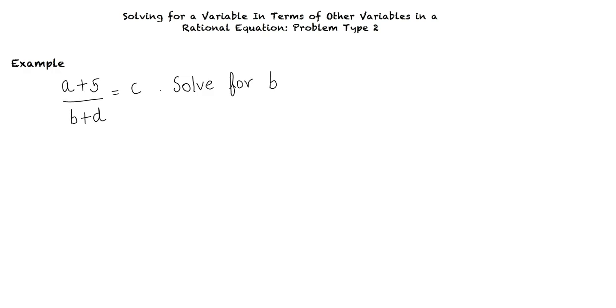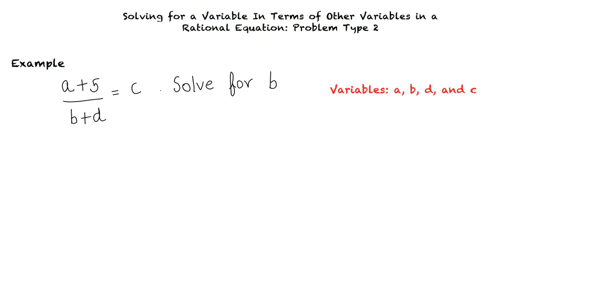Consider an example. (a + 5)/(b + d) = c, and say we are required to solve for b. Can you identify the variables in this problem? The variables in this problem are a, b, d, and c.